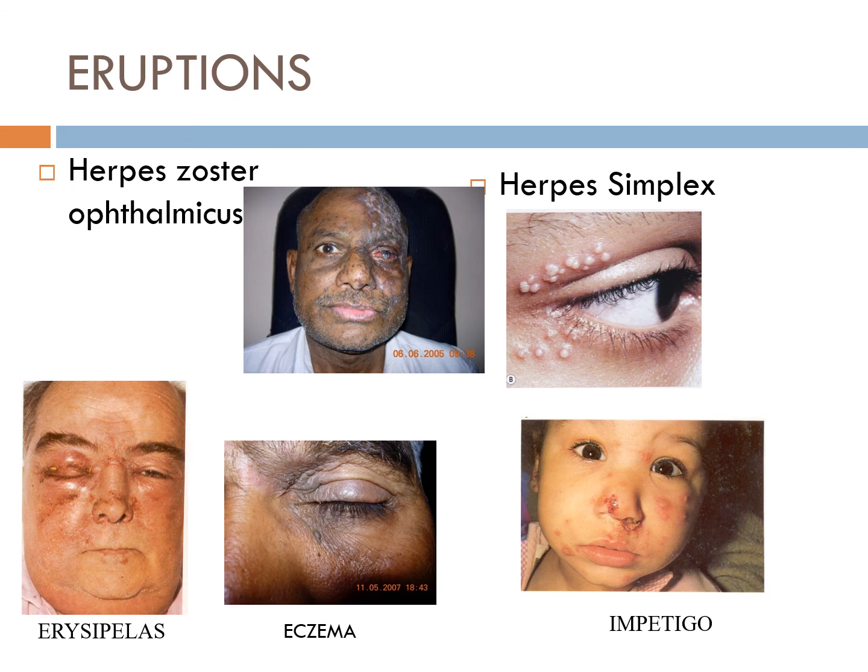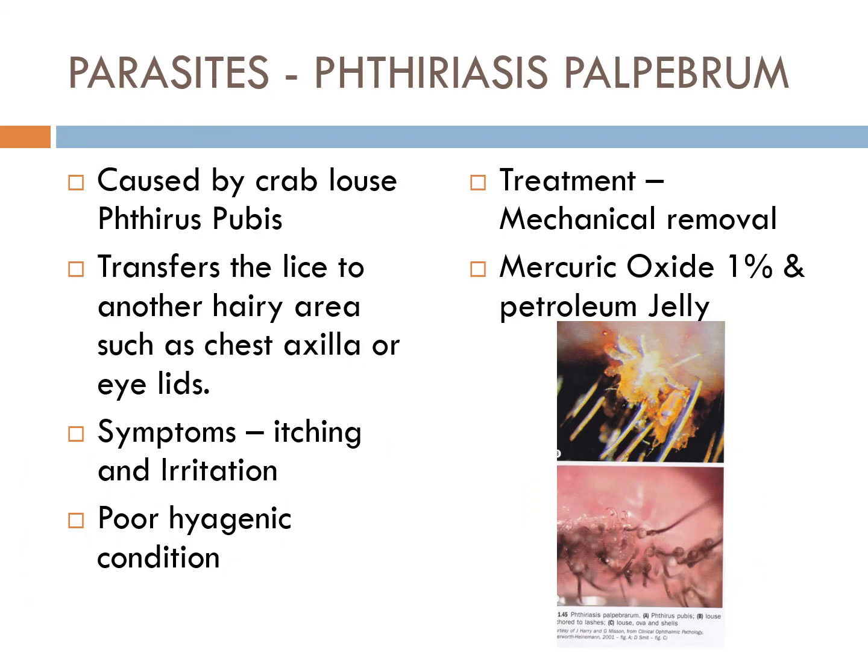Eruptions: herpes zoster ophthalmicus, herpes simplex, erysipelas, eczema, and impetigo. We already discussed the parasitic infection.